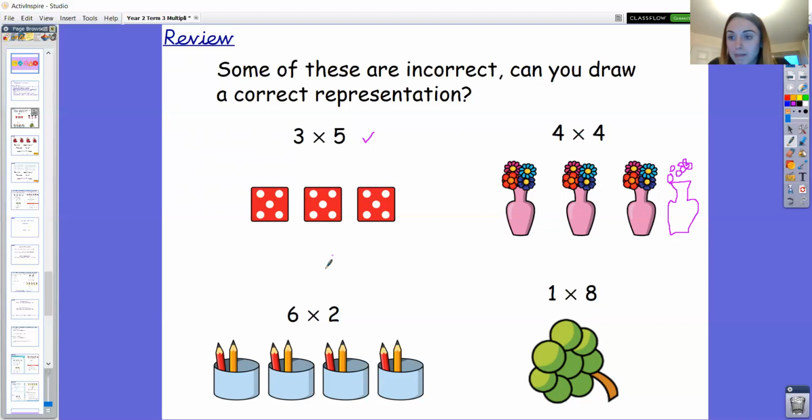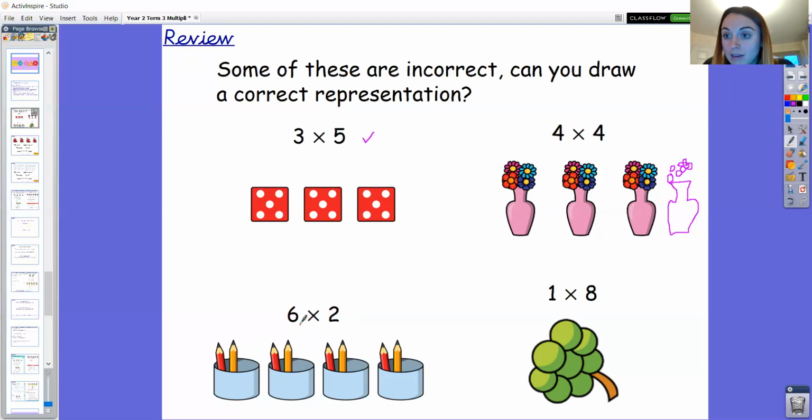Let's have a look here at the pencils and the pencil pots. Can you read the multiplication with me? 6 lots of 2. Brilliant. So how many equal groups do we need, Year 2? Well done, we need 6 equal groups. And what is the amount inside each equal group? Brilliant, we need 2 pencils inside each group. So 6 lots of 2.